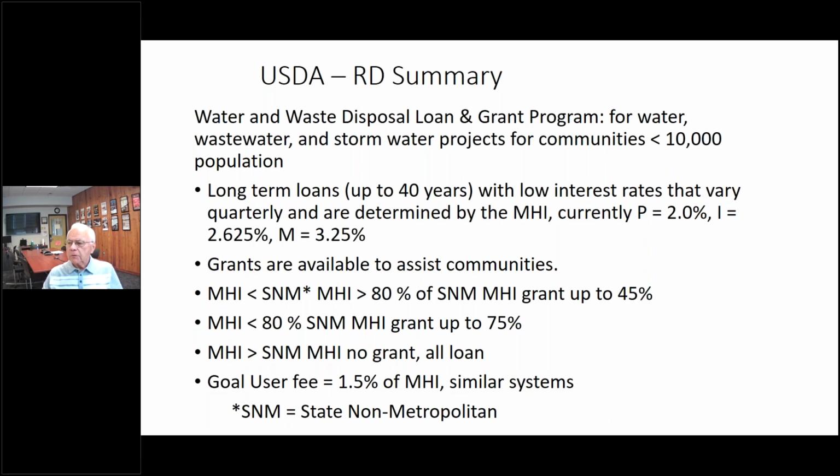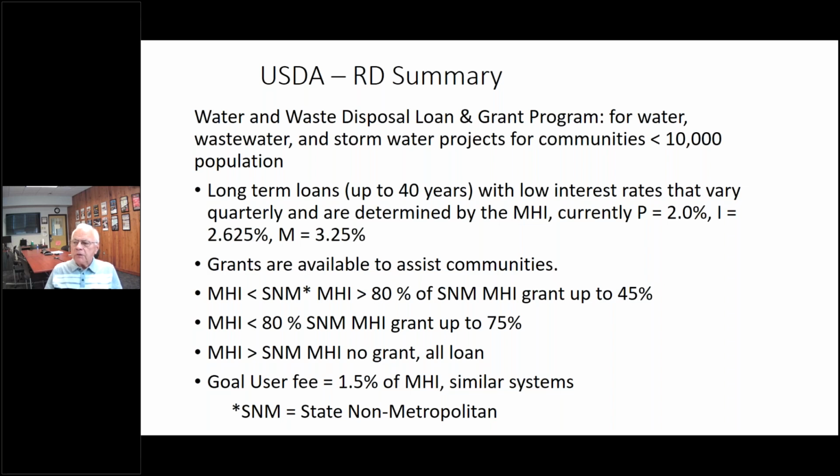Let's run through that example in a little bit more detail. So, okay, you've got the community median household income of $40,000. 1.5% of that is $600. So the affordable monthly cost is $50. If the monthly cost is higher than $50, then a grant is possible to lower the monthly cost to that amount. If the monthly cost is less than $50, then there's probably no grant dollars. It's going to be all loan. Grant funds cannot be used to lower user costs below similar system costs.